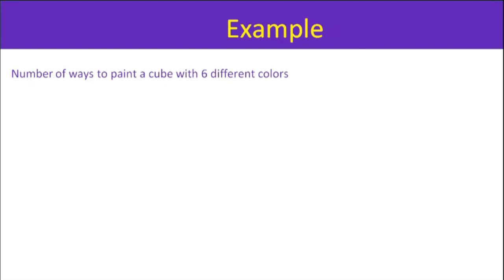Anand, can you explain how 30? Sir, am I audible? Yeah. Sir, let's say there are 6 faces on a cube, and first paint any color on any face. Fair. Let's say I paint a bottom one. Now the opposite face can be painted in 5 ways, with any of the remaining colors.